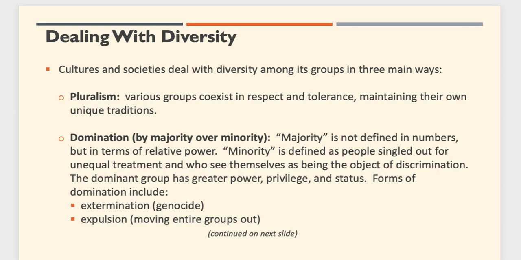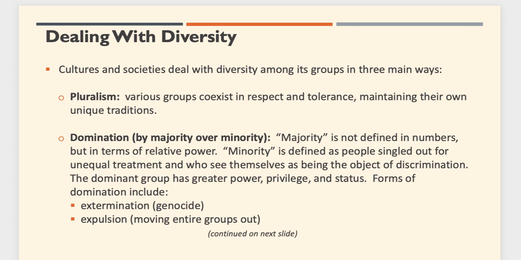Majority has nothing to do with numbers. It's about terms of relative power. And I would say that it is highly likely, even as the Northern European white group becomes not 50% of the population of America, it's still going to retain its majority status in power just because it continues to hold very strong control over all the institutions of society. But that's for discussion later in the semester.